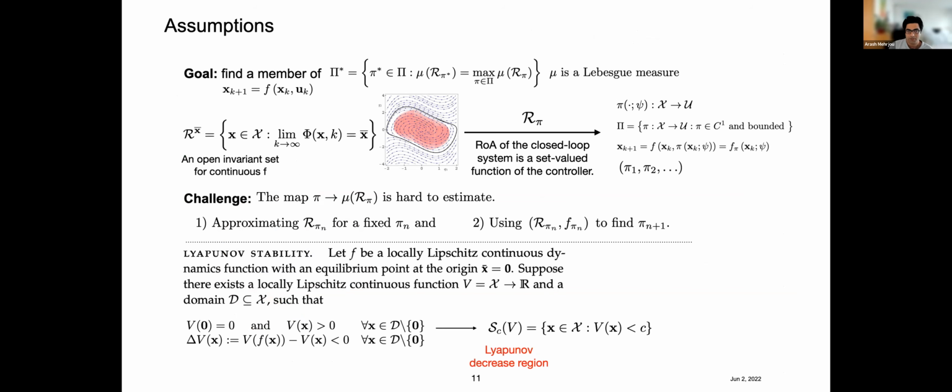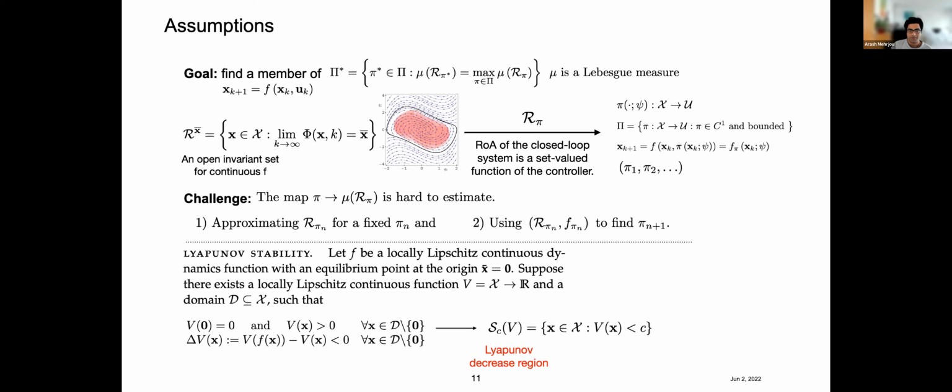So there are, of course, some assumptions that need to be satisfied for this to work. And to make it more concrete, we can phrase this problem in a more mathematically rigorous way. So assume that what we want to achieve is some member, or at least one member, of this pi star set. So pi star set is a set of all the policies that maximize the volume of the region of attraction, where the volume is, for example, measured by some Lebesgue measure.